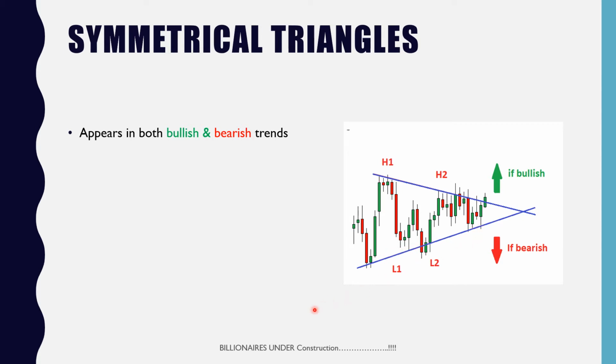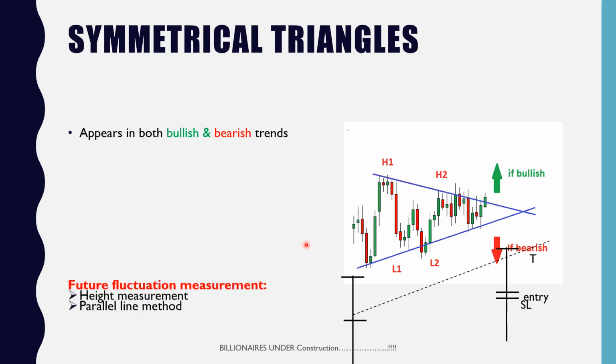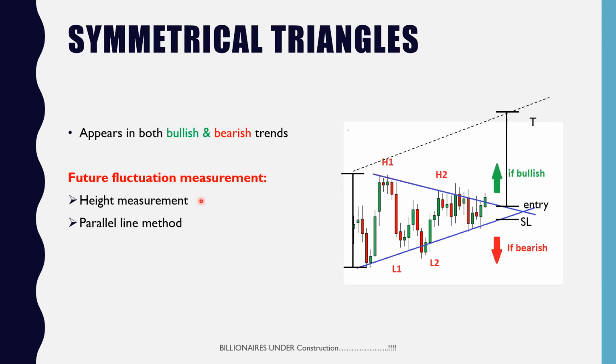Now, if the previous trend was an uptrend, and after this kind of consolidation a breakout of this resistance line happens, then this will be a clear indication that there is going to be a further upward movement in the trend. Now, the question that should be arising in your mind is how to predict the future movements and what the entry and exit strategies should be under such situations. For that, we have two tried and tested and very popular methods: the first one is the height measurement and the second one is the parallel line method.